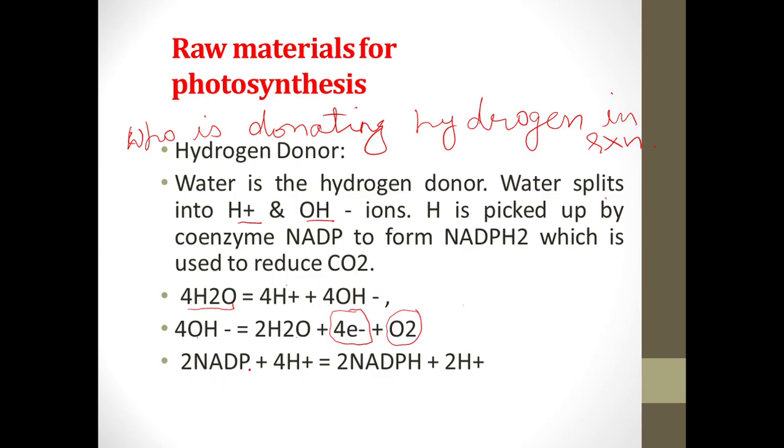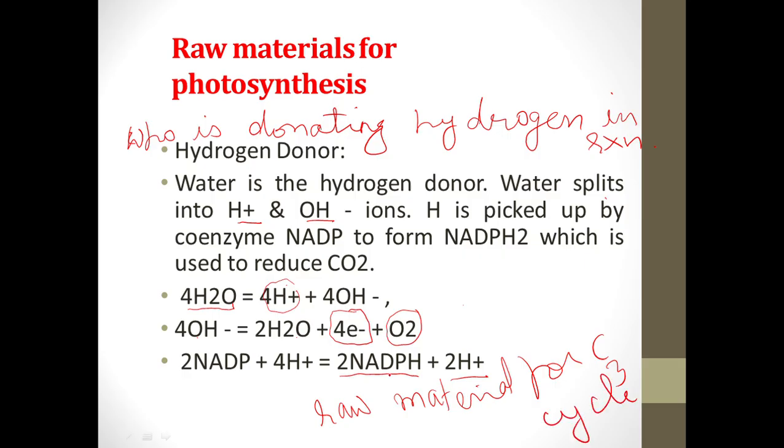2 NADP, when it binds with these 4 hydrogen ions, makes 2 NADPH and 2 hydrogen ions available. These NADPH are the raw material for the C3 cycle, because these are made in light reactions. Light reactions basically make NADPH and ATP, and these NADPH and ATP are used in the Calvin cycle. This we will understand in our later slides.